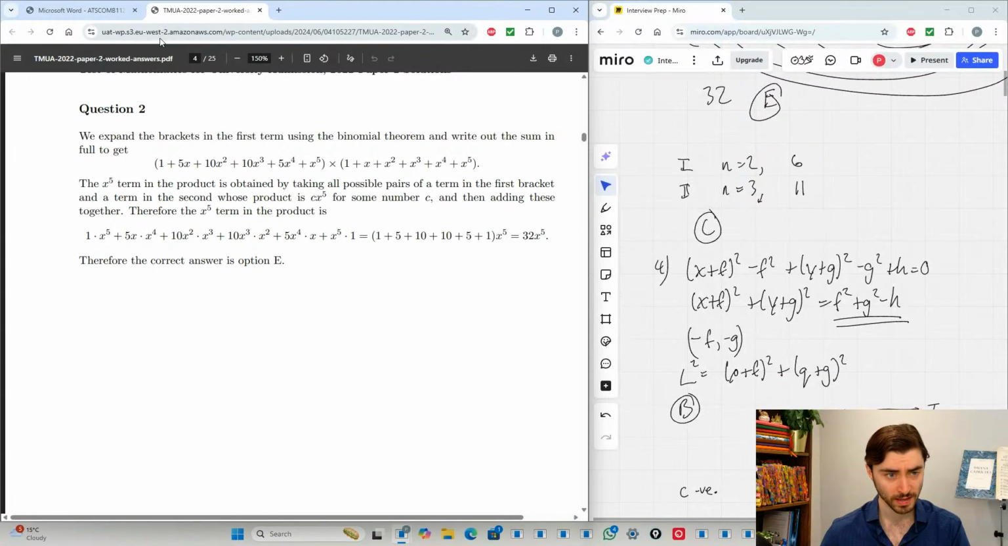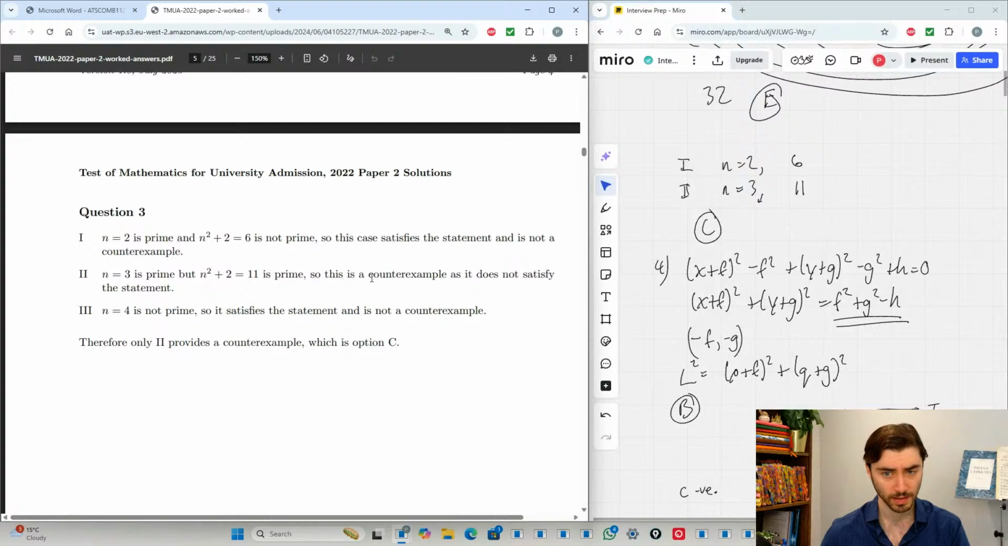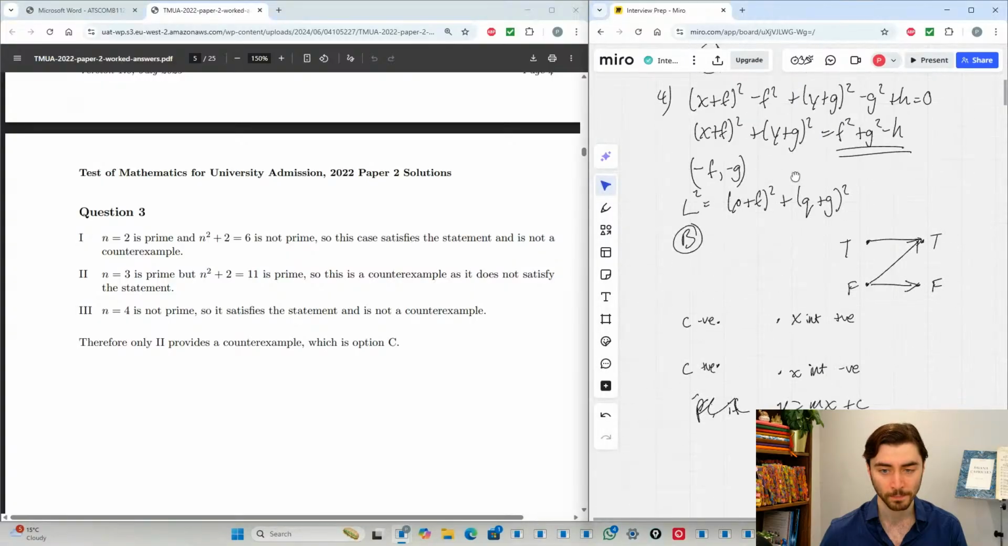Question 3. I said C, and I got that correct. It's not prime, so the statement isn't made about that. Good. 2, it works. 3, it doesn't work. So 3 is the only counterexample from those given.